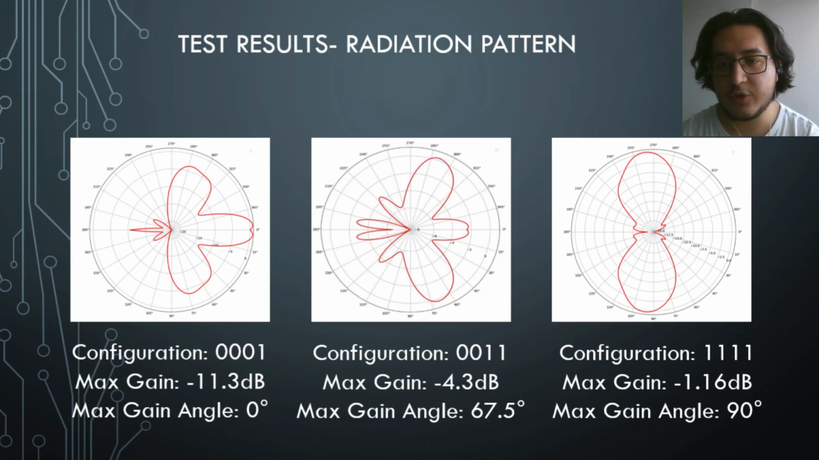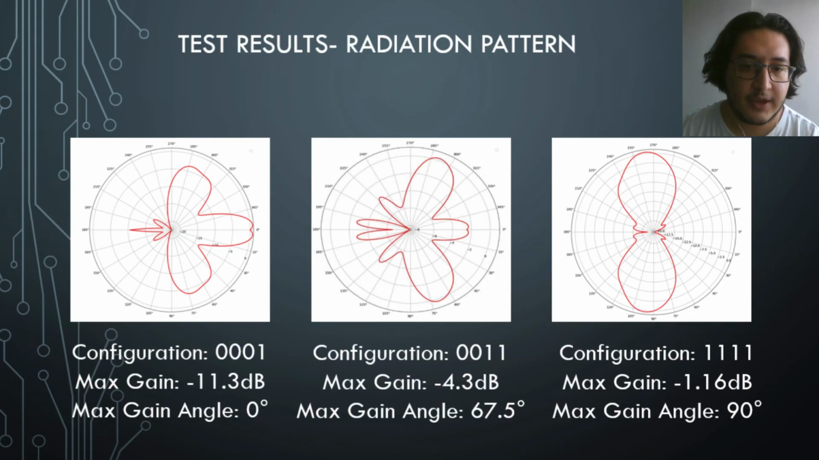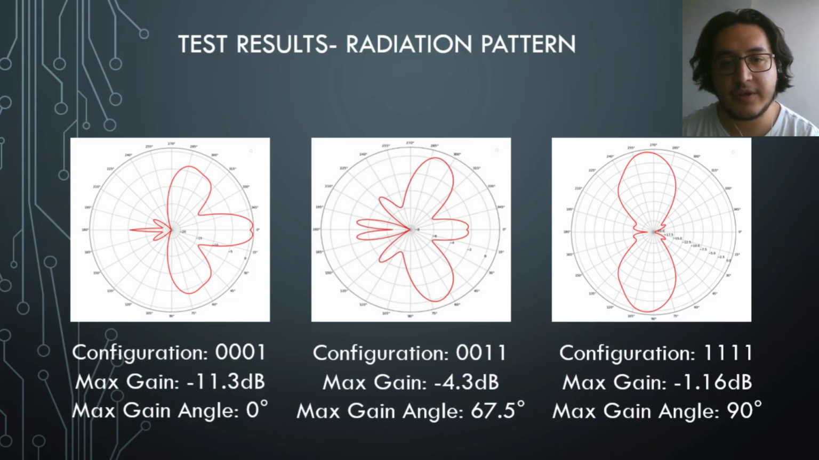At the 1111 configuration, in which all the antennas are active, we observed a maximum gain of -1.16 dB with the main lobe directed at an angle of 90 degrees. We performed our tests in a non-ideal environment with interference from surrounding 2.4 GHz signals, and we experienced reflections and interference in our results. However, the test results showed that we could successfully change the signal direction with different PIN diode combinations.